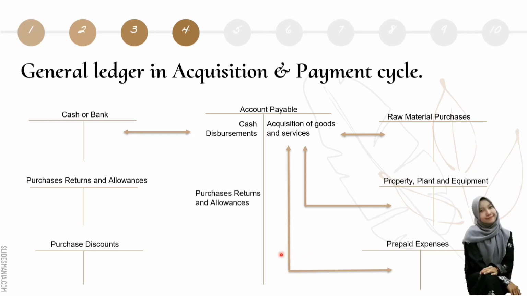When we return some items, we debit account payable and credit purchases, returns, and allowances. Or when we pay within the discount period, we might get the discount, so we debit account payable and credit purchase discount.